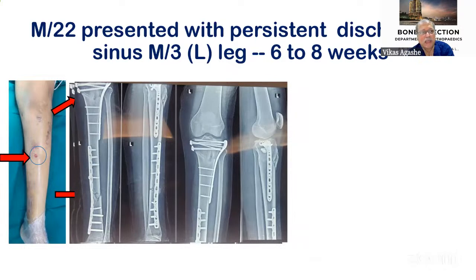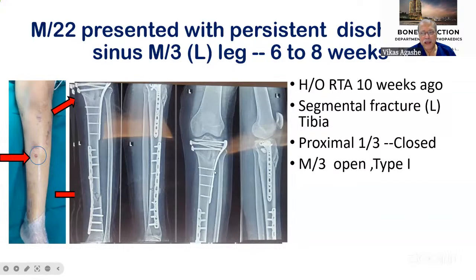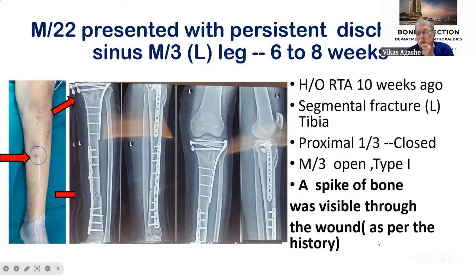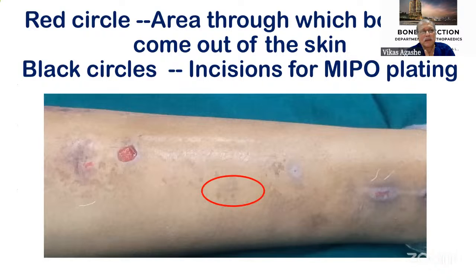Okay, again, a simple case. A 22-year-old boy presented with a persistent sinus in the middle third for 6 to 8 weeks. He had an RTA 10 weeks ago and had a segmental fracture tibia. Proximal third was closed. Middle third, this fracture was open. And the relative said that a small spike of bone was visible through the wound. Day 1, debridement and suturing of the wound was done. Day 8, internal fixation was done by lateral anatomical tibia plate, and middle third was MIPO with an 11-hole LCDCP. And this is when he presented to us.